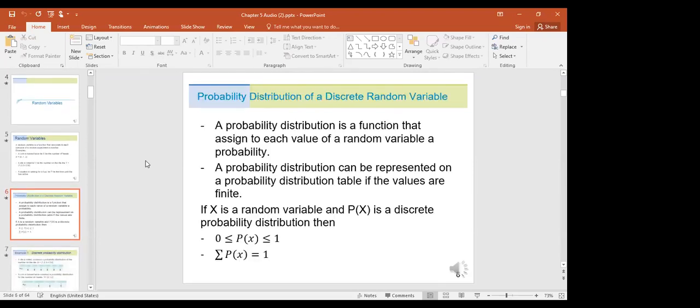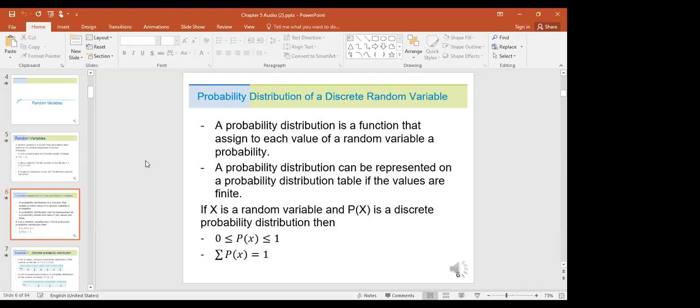So once we have a random variable, we can decide to find the probability for each value of the random variable. That probability is called a probability distribution. We define a probability distribution as a function from the sample space to real numbers that associates to each value of a random variable the probability of getting that value.